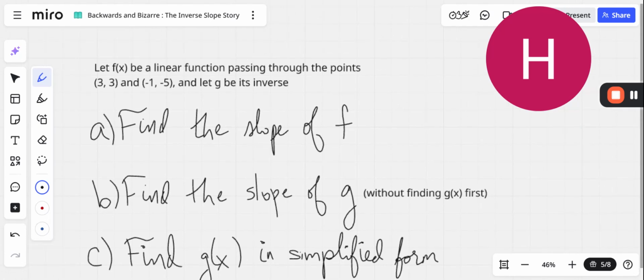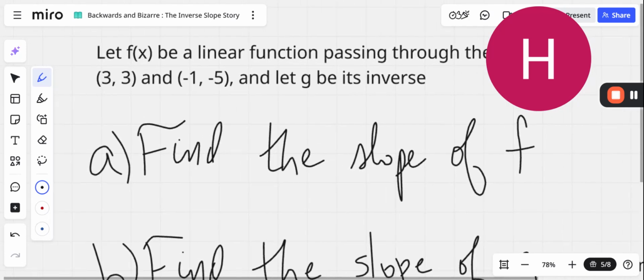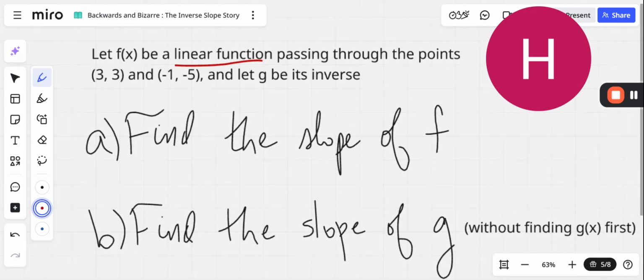Okay, now it does specify in the problem that f of x is a linear function, and it passes through these 2 points. So we're given 2 points to consider, and g is simply going to be its inverse.